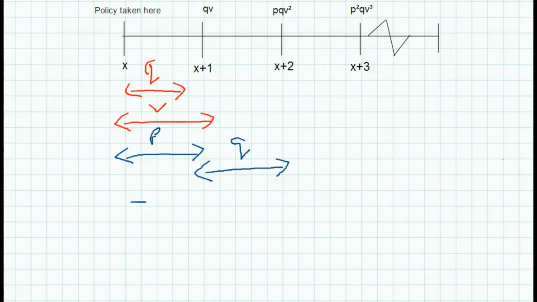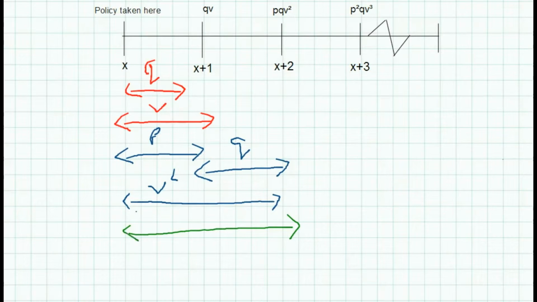V is squared here for the reason that this is the present value of the benefit to be paid from the year when the policy was purchased, which is 2 years from the inception of the policy. Moreover, we arrive at year 3, where we find P squared, Q, and V cubed. P is the probability of the person surviving between X and X+2, whilst Q is the probability of the policyholder dying between X+2 and X+3.